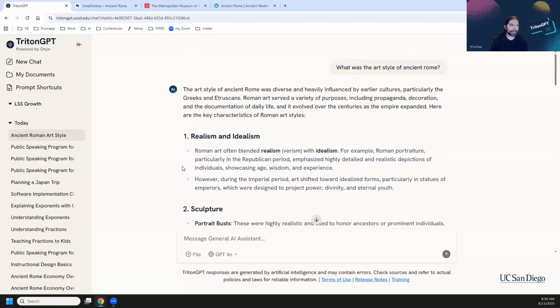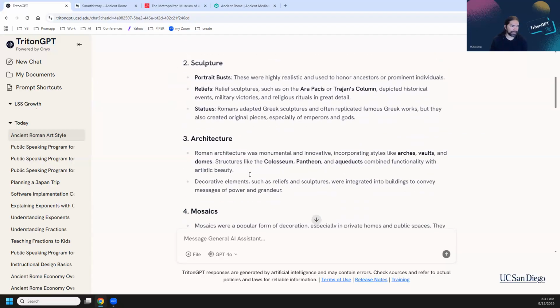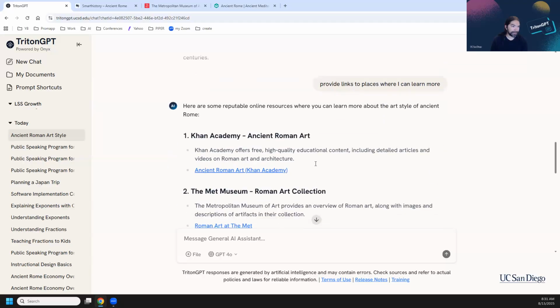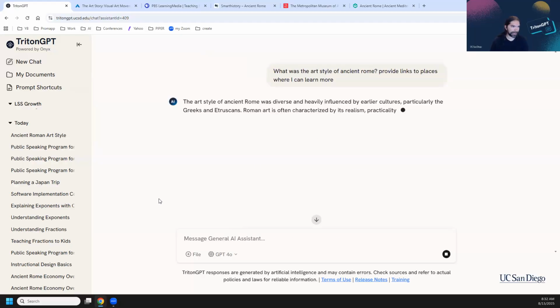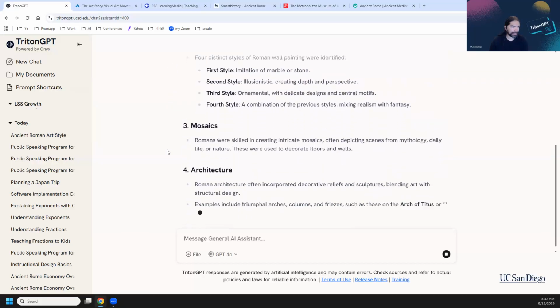So again, the tip here is if you have something you're looking for that is factual, I want to know information about ancient Rome, you can ask it to give you the information. You can ask it to cite where it pulled the information, or you can ask it for things like links, videos, audiobooks. This is what it would look like if I were to put that in as a full prompt. What was the art style of ancient Rome? Provide links to places where I can learn more. So if it's really important that you get those links up front, make sure that you ask for it.